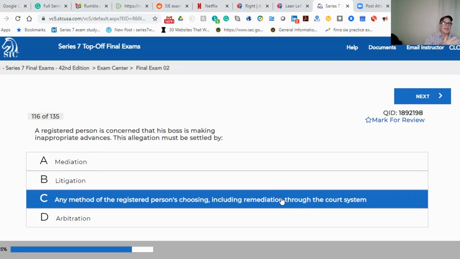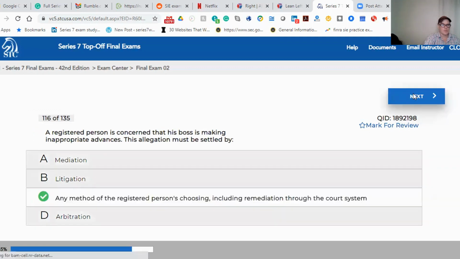The person offended can choose arbitration if they want to speed it up, but they don't have to. So that's why I'm going to say it's any method that they choose.